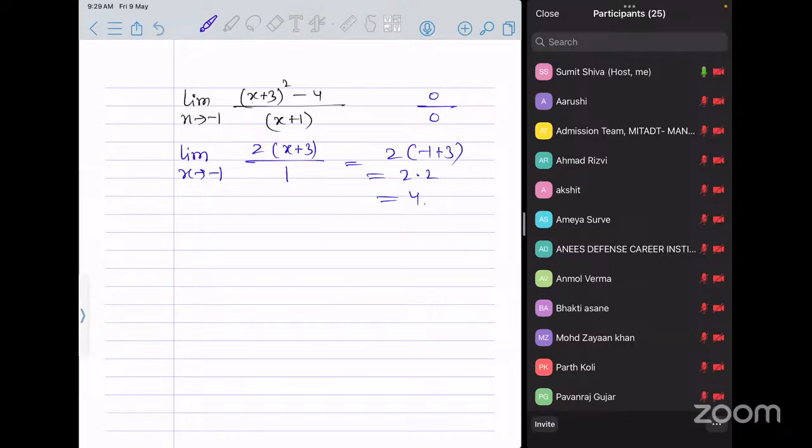This is known as L'Hopital rule. You can apply this rule in any question if the question is in the 0 by 0 form or infinity by infinity form. Are you getting it, or any doubt?